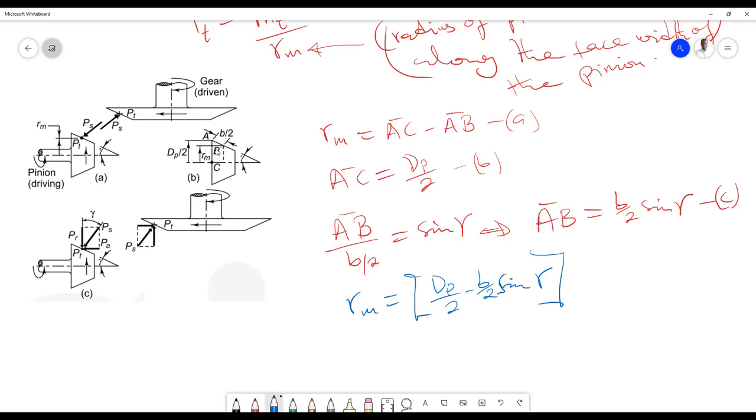And this will form the equation with which we can determine the RM, the mean radius. The DP, we know it's the pitch circle diameter for the pinion, but the B, what is the B? The B is the face width. The face width of the tooth in millimeters.